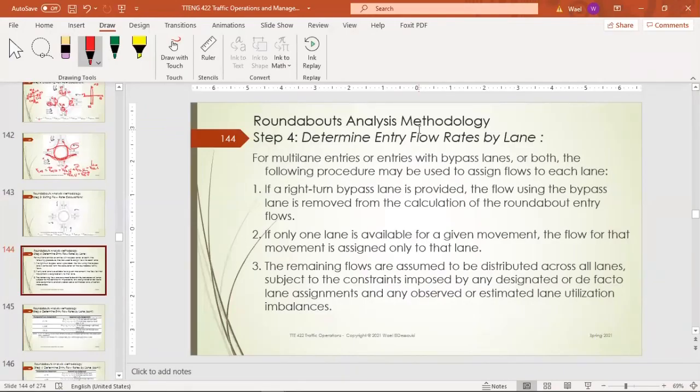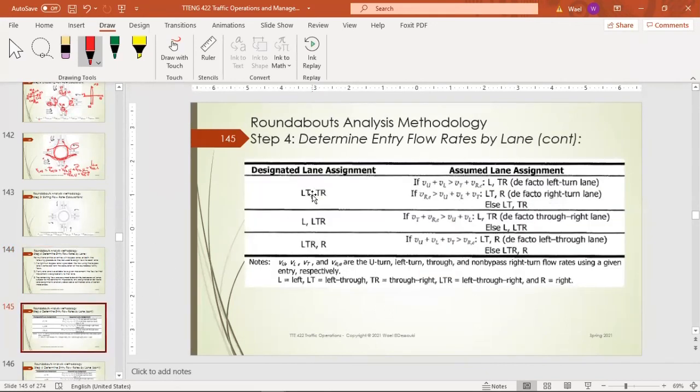Okay. So basically, if a right turn bypass is provided, and if only one lane is available for a given movement, the flow is assigned to that lane. In some cases we have one lane and in others we have two lanes. Here there is something called lane distribution, or volume distribution by lanes, based on the lane assignment or lane designation. And this we're going to continue next week, inshallah, on this topic. Any questions so far?